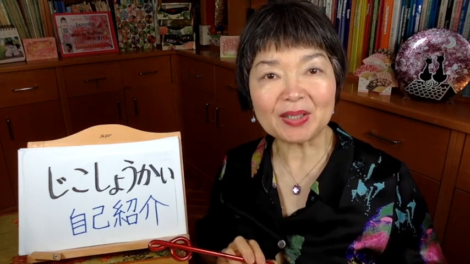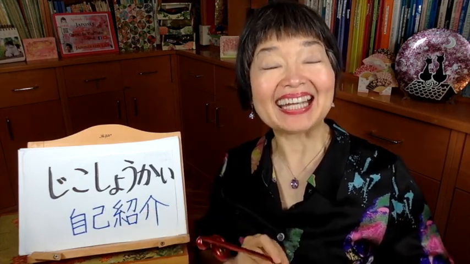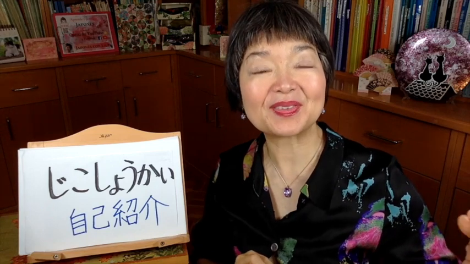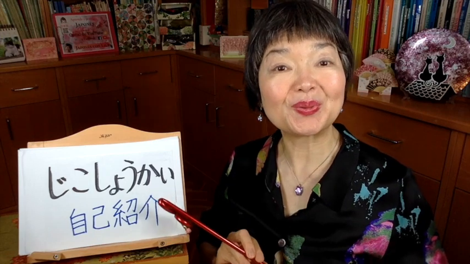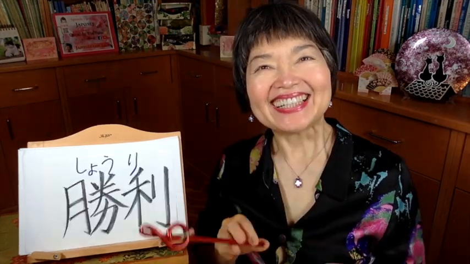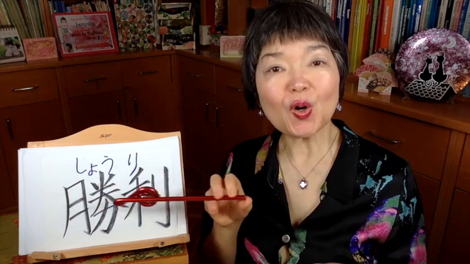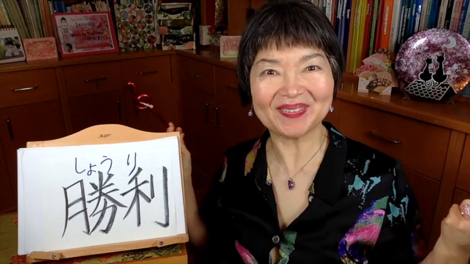自己紹介. This means introducing yourself, or introduce oneself. I've got a video about 自己紹介 and I think that was very useful for the persons who don't know how to do this self-introduction. 勝利. Well, the first kanji 勝 we can also pronounce か from 勝ちます. It means to win.